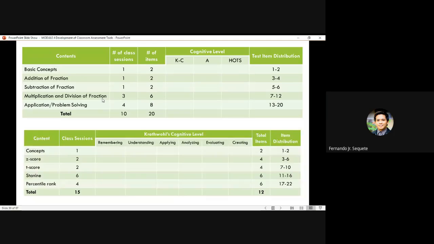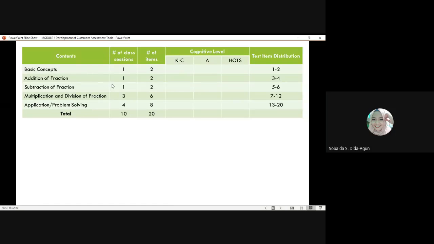Sa first table natin, ang may pinakamataas na number of class sessions is your application on problem solving. Since siya yung may pinakamataas na number of class sessions, it is expected also that siya din yung makakuha ng pinakamataas na number of test items, which is 8.